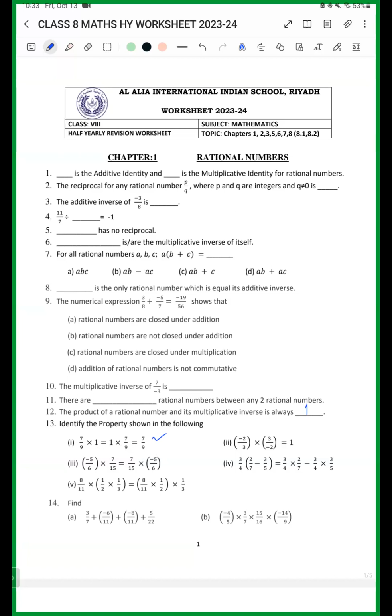Then the fourth one is? Associative. No, it's distributive. Distributive property. Yes. And the last one is associative. Last one is associative. Okay, good.